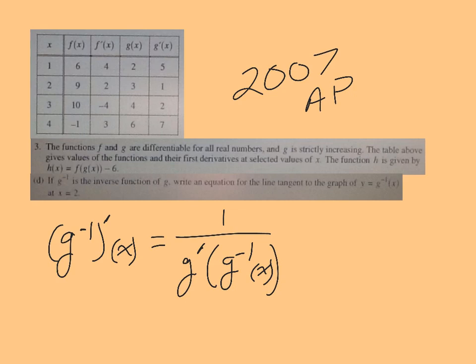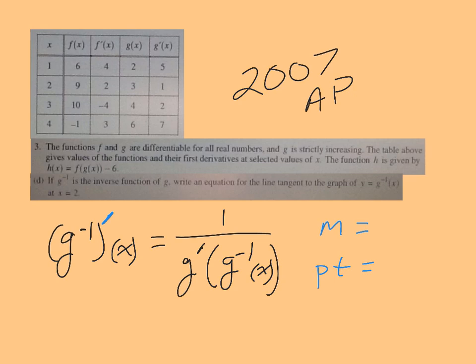Now part D says if g inverse, g to the negative 1, is the inverse of g, write an equation for the line tangent to the graph at x equal to 2. Okay, so to find any tangent line, remember we need the slope and we need a point. Well, let's find our slope. The derivative is slope. So we need to find the derivative of the inverse evaluated at 2. Okay, so that's what we're going to do here.